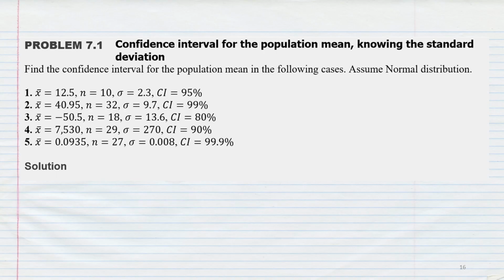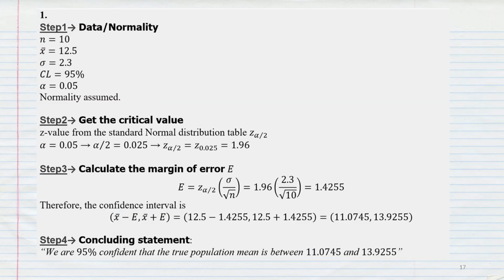Let's do a few examples on the confidence interval for the population mean, knowing the population's standard deviation. Pause the video and do the following examples. Let's solve the first question. Just follow the cheat sheet provided in the textbook to easily solve the problem.